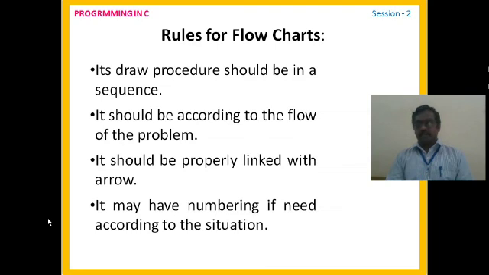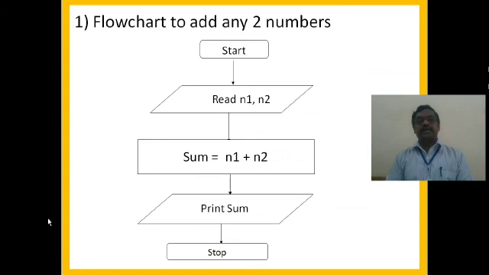Okay, now let us take one simple example. Already we had written the algorithm, and for that algorithm today I am going to show the flowchart. So here it is. This is the flowchart to add any two numbers. I had started this flowchart with the start box. Here I had labeled it as start, and next, to collect two numbers from outside, I had included one input box, and this box was labeled as read n1 comma n2.